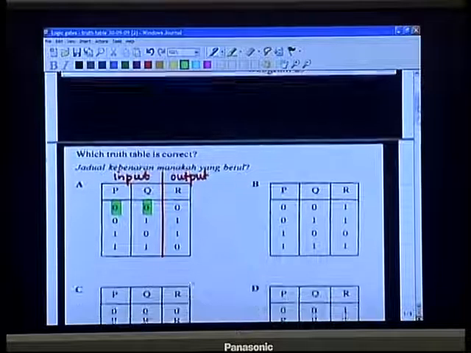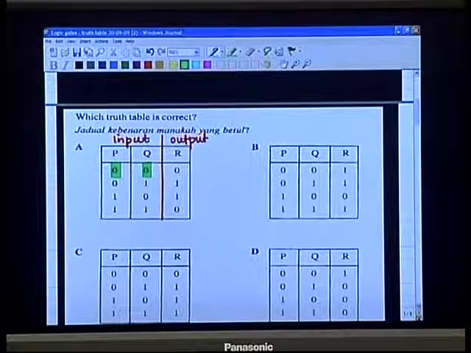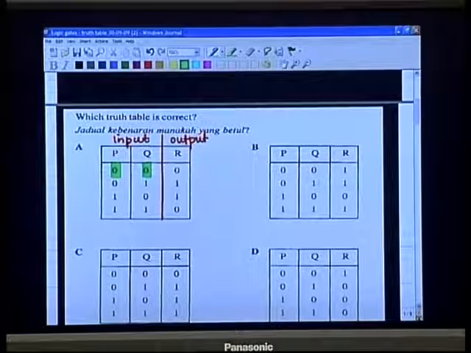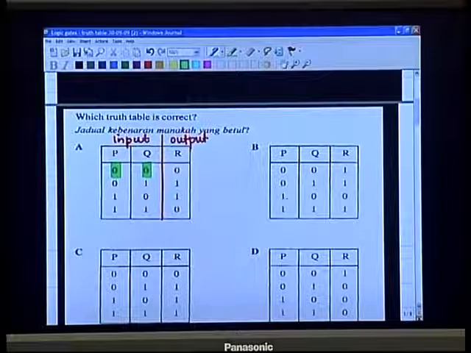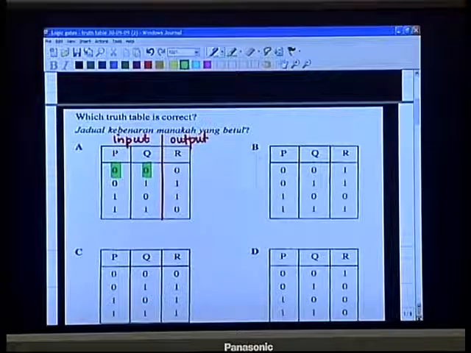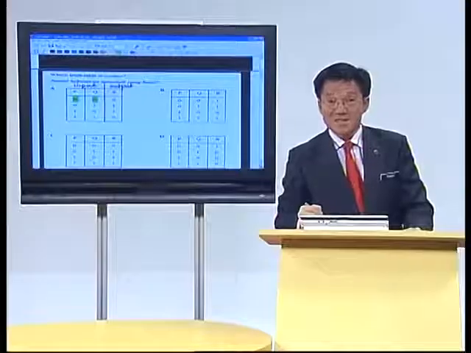You look at all the 4 answers. In fact, all the truth tables, this is standard. We have 0, 0, 0, 0, 0, 1. The next input 0, 1, 0, 1, 0, 1. And after that, we have 1, 0, 1, 0, 1, 0, D, also 1, 0. And the final one is 1, 1. Answer B, the last one, input 1, 1. C, 1, 1. And answer D, the last one, 1, 1. You understand what I mean?